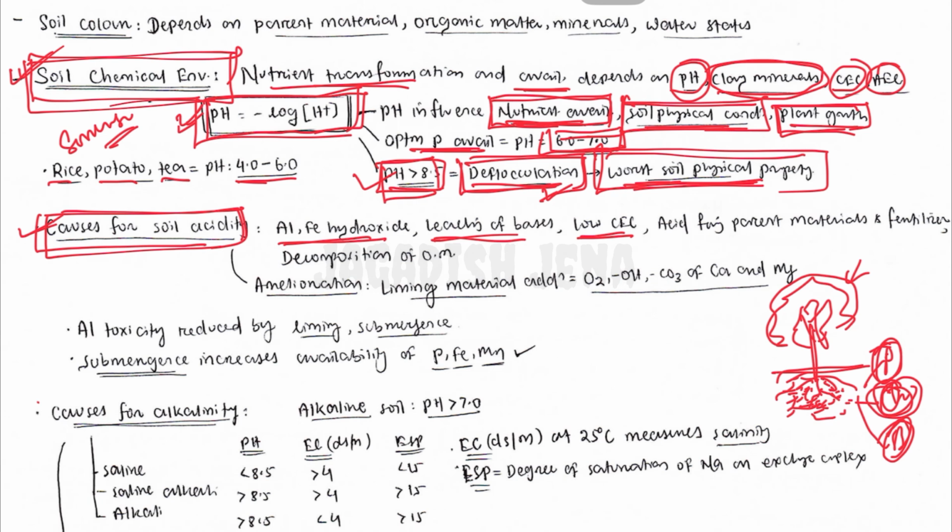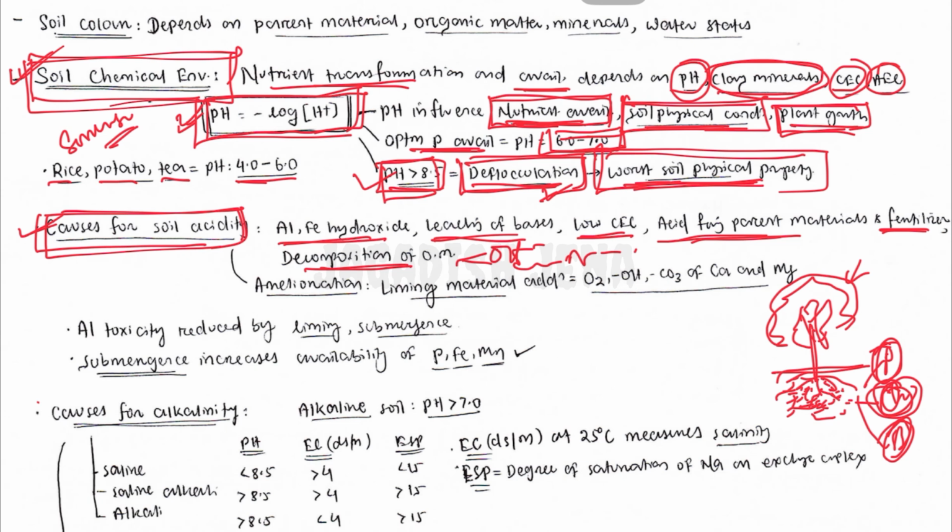So it is directly proportional to the CEC, or cation exchange capacity. Then, if we apply acid-forming parent materials or fertilizers, that is, if any parent material or fertilizer has an acid-forming nature, then adding it to the soil might cause soil acidity. Then decomposition of organic matter: when organic matter decomposes, phenol group OH, H plus, and COOH are released, which also makes the soil acidic.